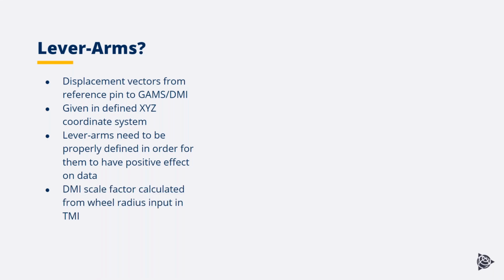Also, when we talk about DMI, in addition to the lever arms, there's a scale factor, which in MX9 and MX7 is calculated from the wheel radius input in the Trimble mobile imaging interface where you operate the system. But keep in mind, if you have a precise question how to do something with them, there's always a manual available. If you don't find that, you can always contact us and ask for it. So keep that in mind.